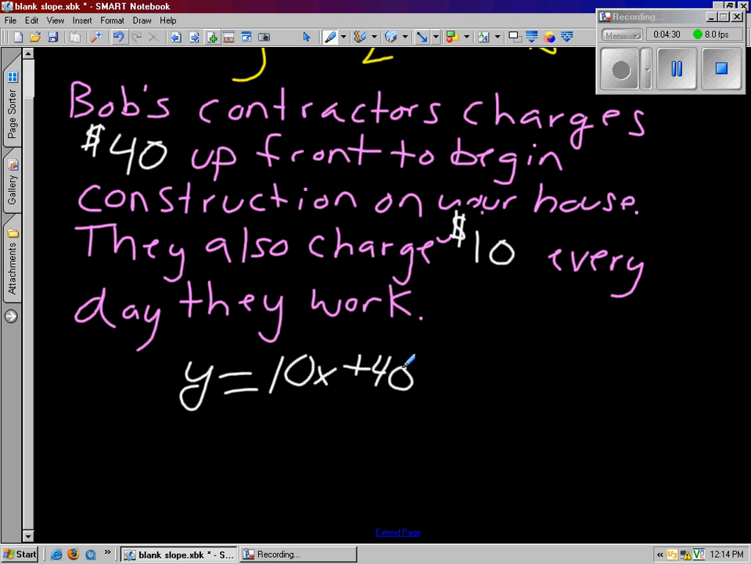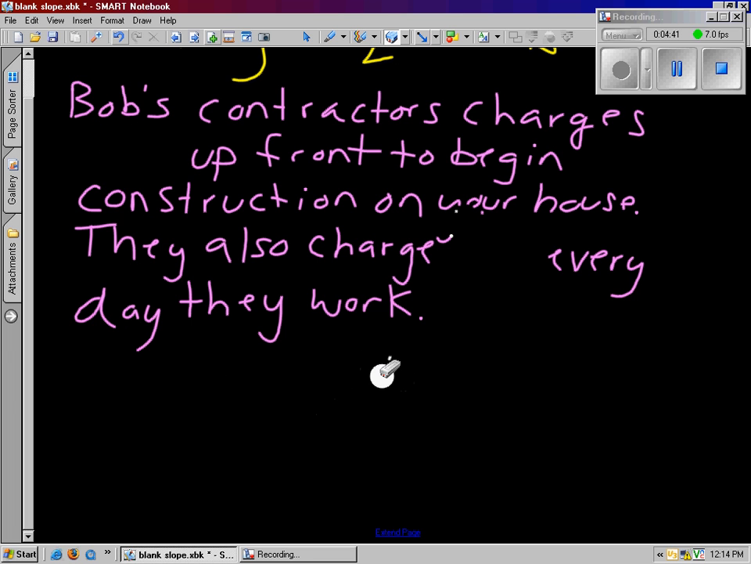That's it. We'll try one more. See how you do with that. See, this isn't too bad. Alright, Bob, this time, he's going to charge you $140 up front before he even lifts a finger. Then every day he works, he's getting a little expensive. He's charging you $300 a day. Every day he and his guys work.